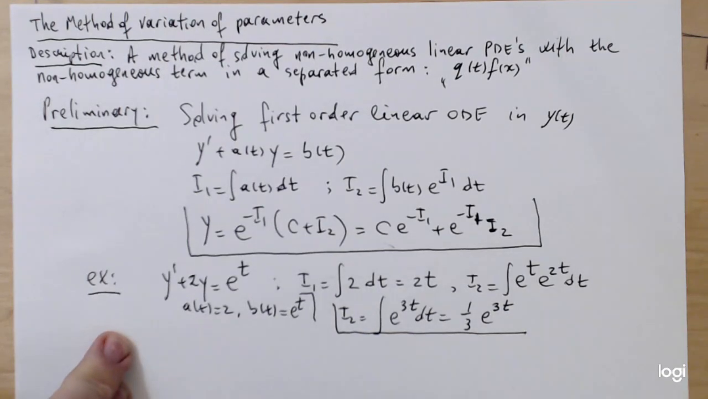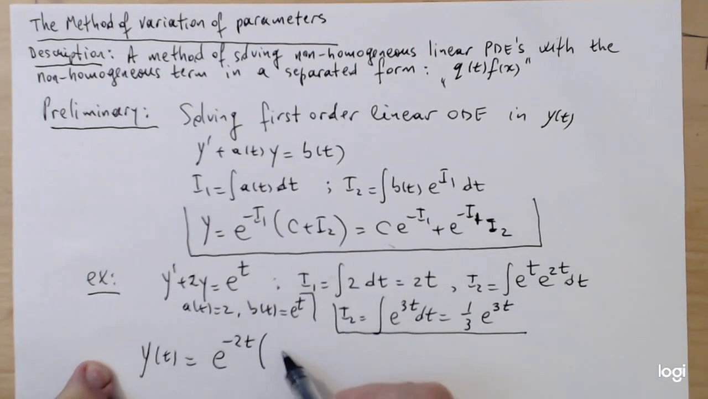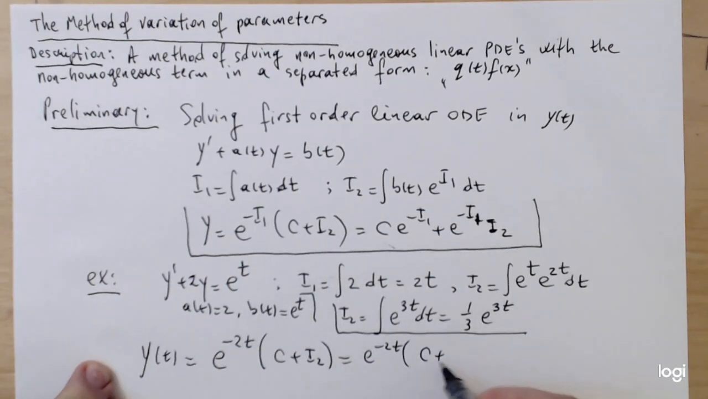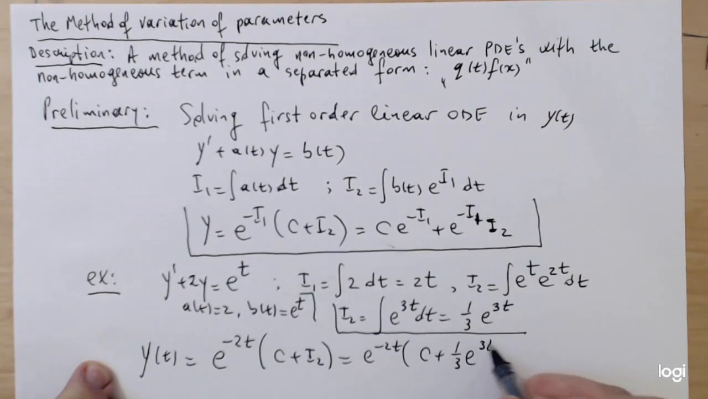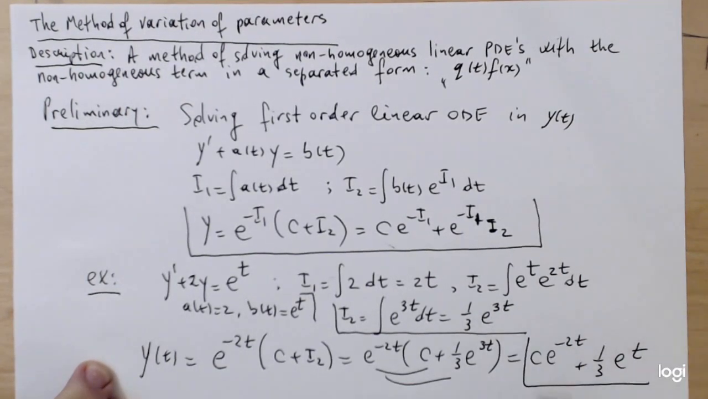So that's I1 and I2, and so the solution for the ODE is going to be e to the minus I1, so that's e to the minus 2t, times the quantity c plus I2, which is c plus 1/3 e to the 3t. If we distribute e to the minus 2t, then we have c e to the minus 2t plus 1/3 e to the t, because minus 2t plus 3t gives me t.